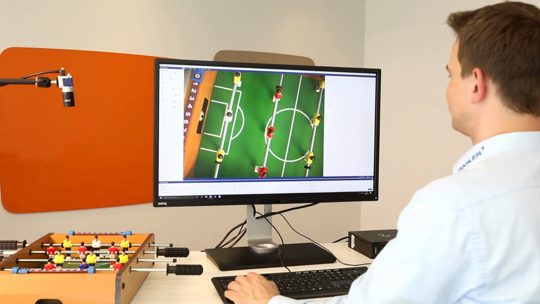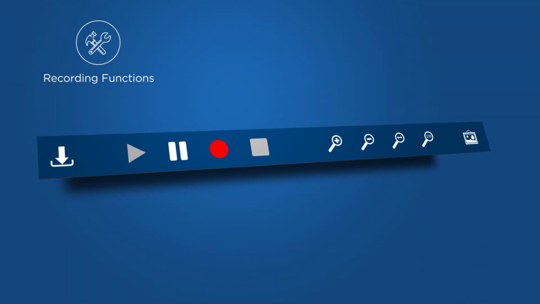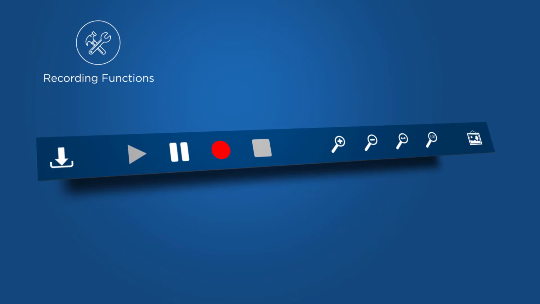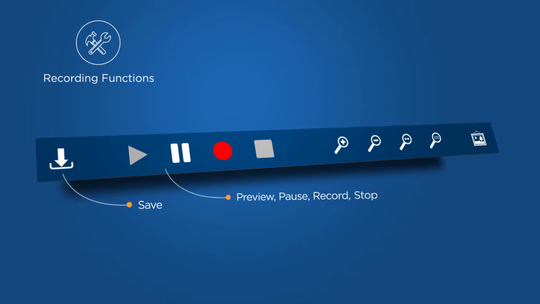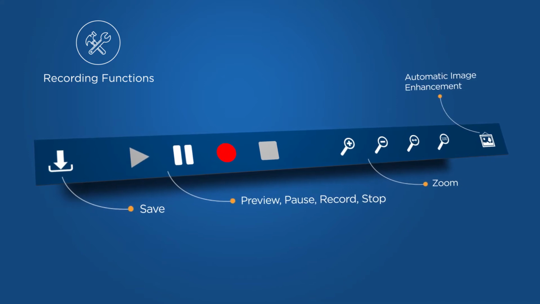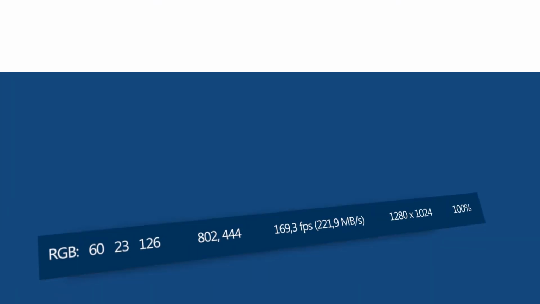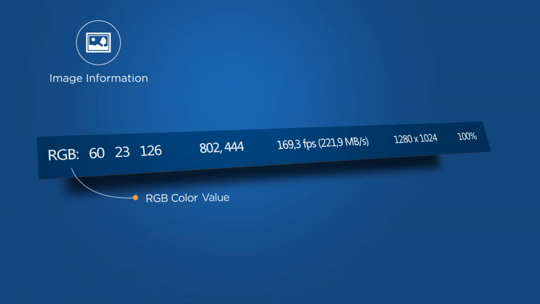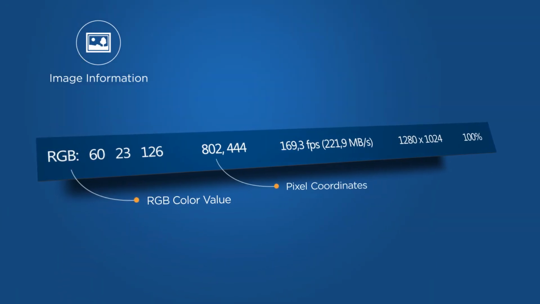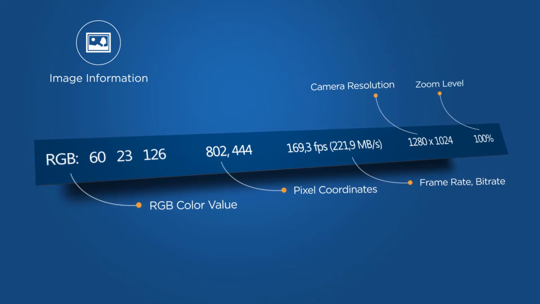It's that simple. Above the main window, you'll find a toolbar with the most common recording functions, including save, preview, record, zoom, and an automatic image adjustment to enhance the quality of your image. On the bottom, you'll find the RGB color value, pixel coordinates, frame rate, bitrate, camera resolution, and zoom level.